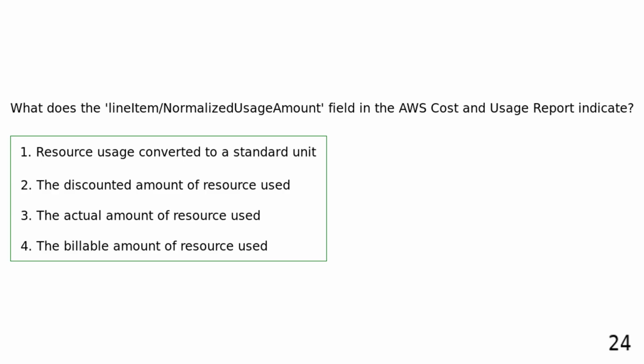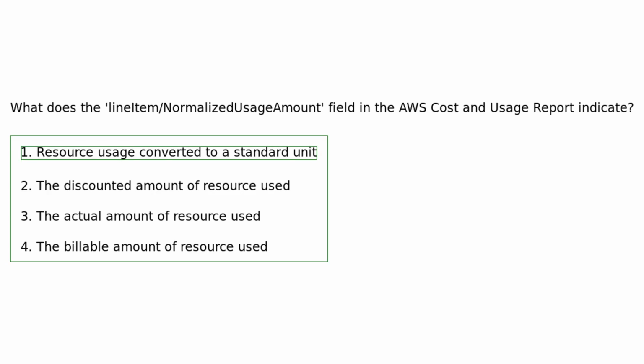What does the line item/normalized usage amount field in the AWS cost and usage report indicate? Resource usage converted to a standard unit. The discounted amount of resource used. The actual amount of resource used. The billable amount of resource used. The line item/normalized usage amount field shows resource usage converted to a standard unit for easier comparison across instance types.